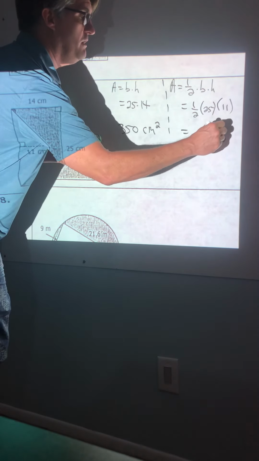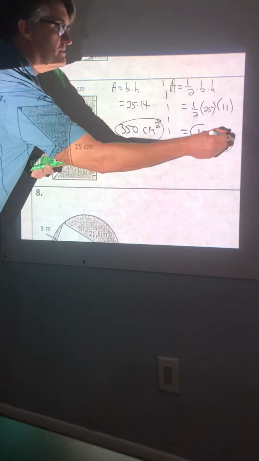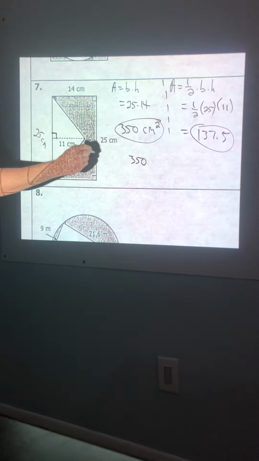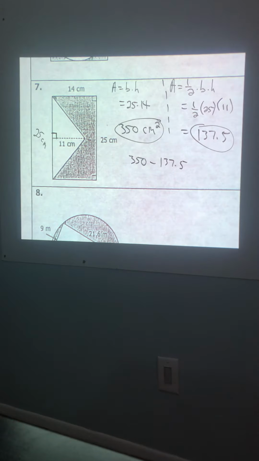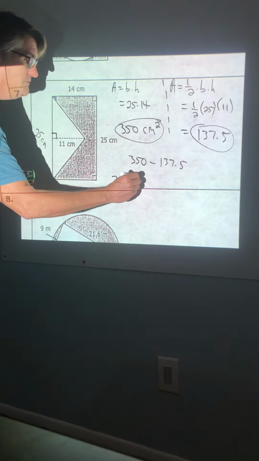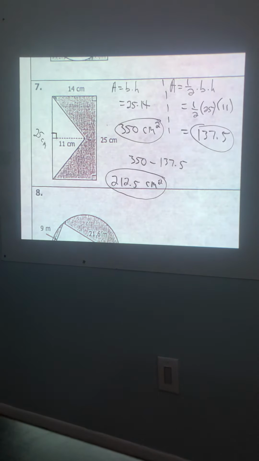I was wrong. All right, then I'm going to take these two answers and subtract. So 350 is the entire rectangle. Subtract the 137.5. 350 is the whole area minus 137.5, and you get your answer: 212.5 centimeters squared.